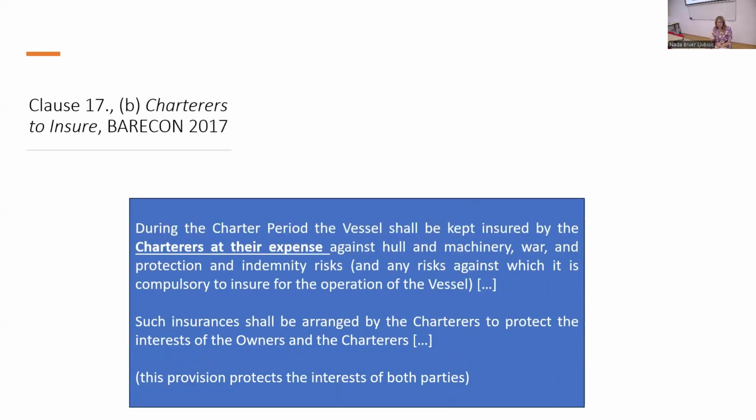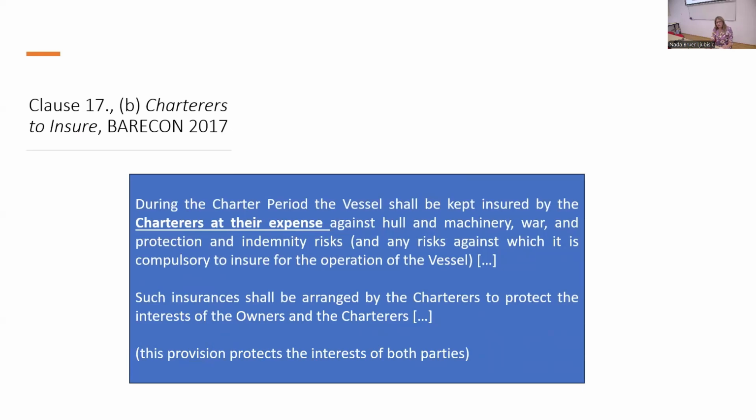According to another sub-clause from this same contract form, during the charter period the vessel shall be kept insured by the charterers at their expense against hull and machinery, war and protection and indemnity risks, and other risks against which it is compulsory to insure for the operation of the vessel. Such insurance shall also be arranged by the charterers to protect the interest of the owner and the charterer. So we can say that this provision definitely protects the interest of the owner and the interest of the bareboat charterer, so both parties.